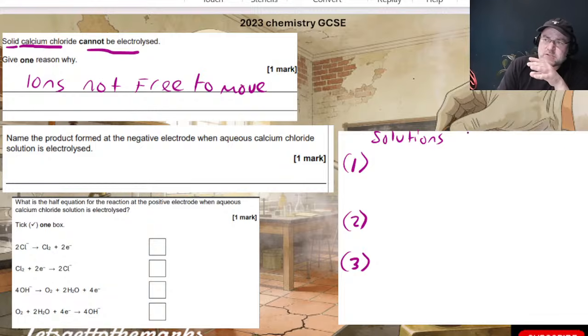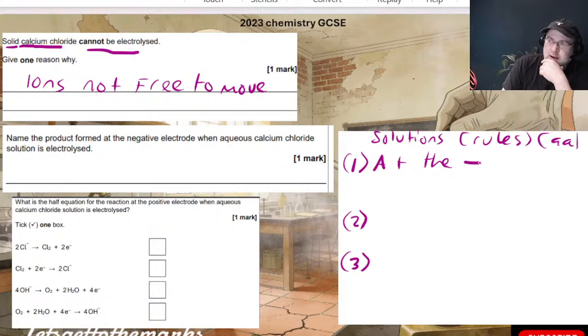So there are rules to solutions. Solutions will have the symbol aq, and there are some rules to these. At the negative electrode, I'm not going to use the word cathode or anode, you don't need to. Let's keep it short and sweet.